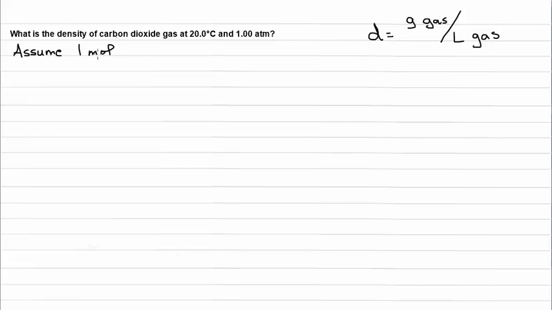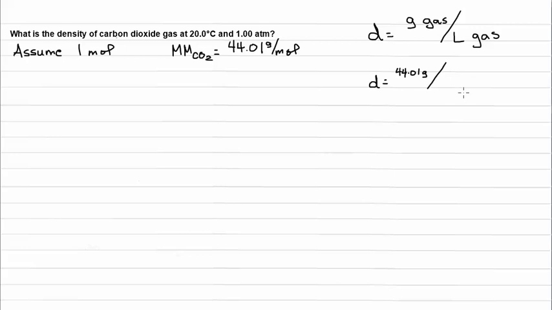If we assume that we have 1 mole of the gas, figuring out the grams of the gas is straightforward. The molar mass of carbon dioxide is 44.01 grams per mole. If we assume that we have 1 mole of the gas, then we also have 44.01 grams. So I'm going to put that in. That's our numerator, 44.01 grams of the gas.